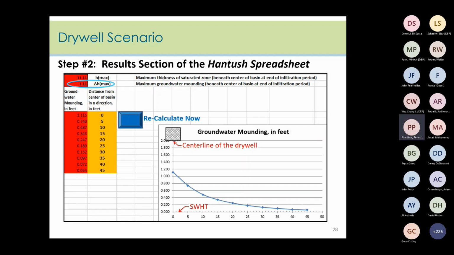The results show the maximum height of groundwater mounding, 1.11 feet, that will occur at the end of the duration of infiltration period at the center of the dry well. The temporary groundwater mounding does not encroach upon the bottom of the dry well, where it would have impaired infiltration had the mounding extended that high. Are we done? No. The rules require we also check the impact to the adjacent structure.